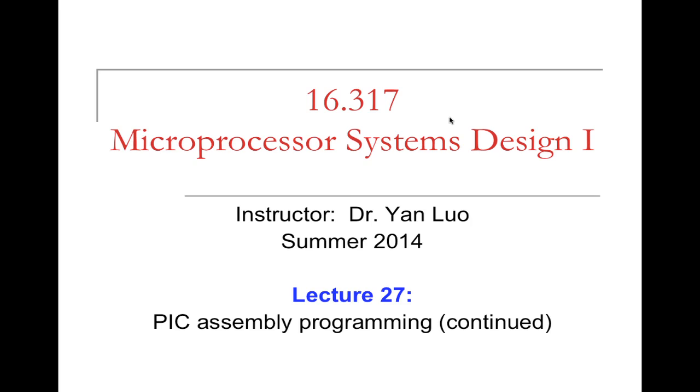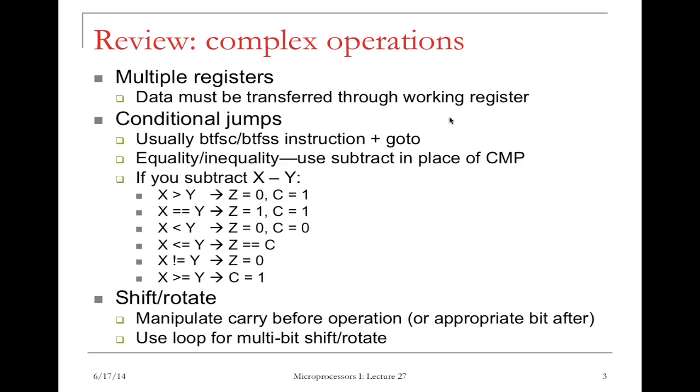Lecture 27, we're going to continue on big assembly programming. We talked about multiple registers. If you have operations on multiple registers, you need to use the working register to transfer the value and use the working register to perform these operations together with the other register.